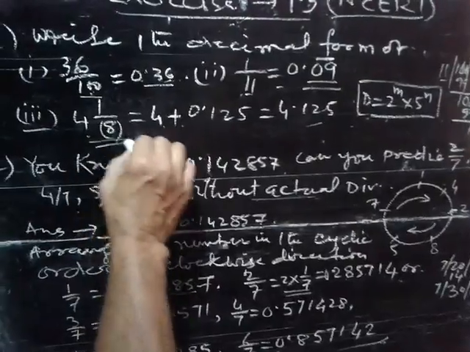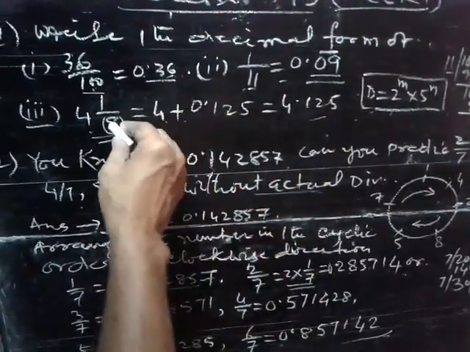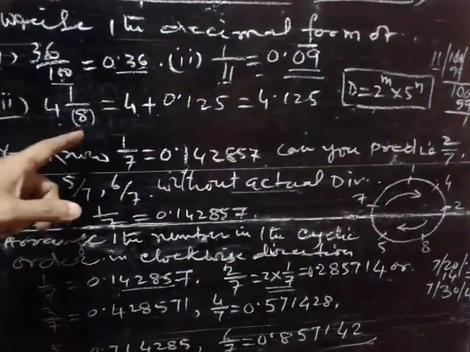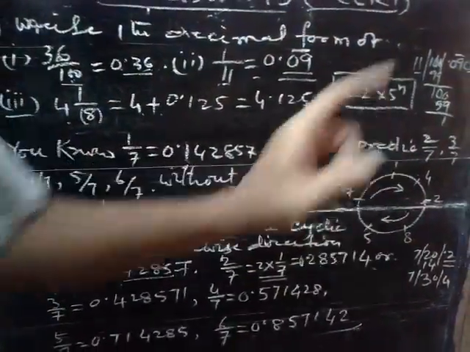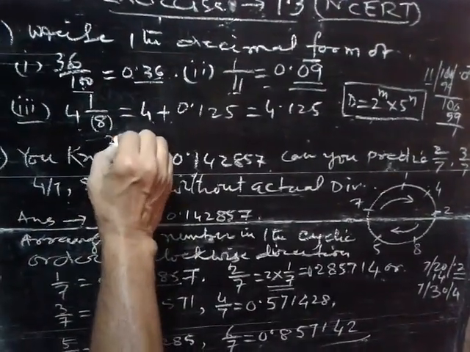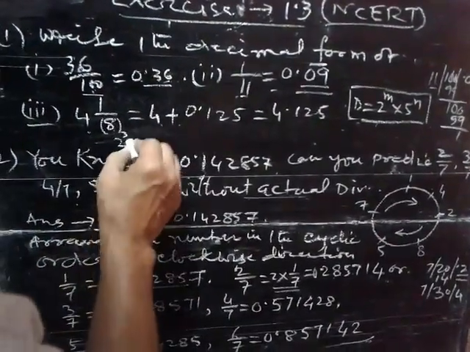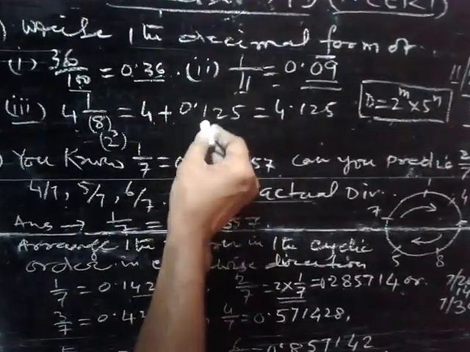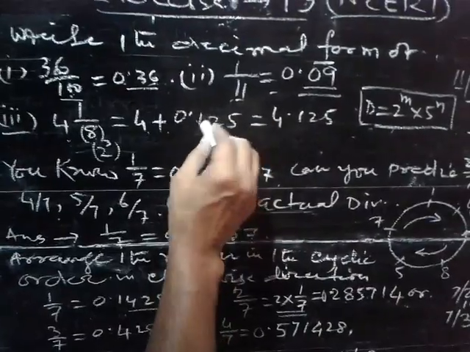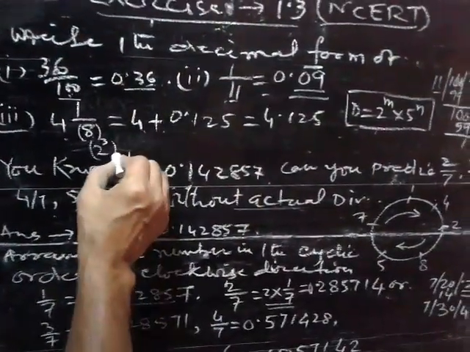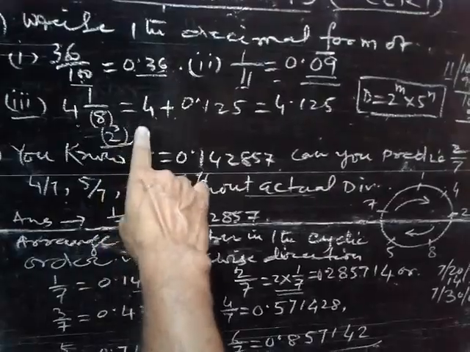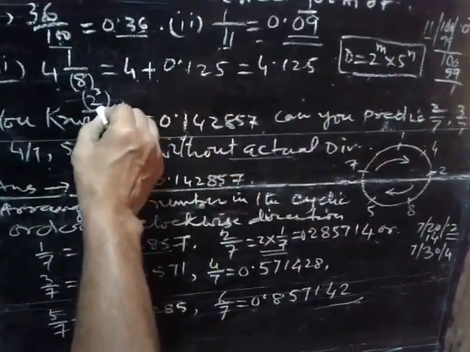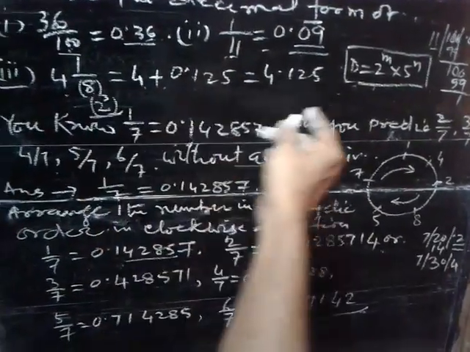So you can think in the very initial stage whether it will be terminating or non-terminating, just by looking at the factors of the denominator. See here, 8 means 2 cube is there. That is, the decimal will terminate after three digits, 1, 2, 3. So here is another indicator: after how many digits it will terminate. This is actually the maximum power of 2 and 5.